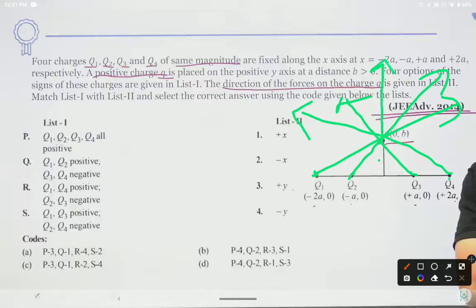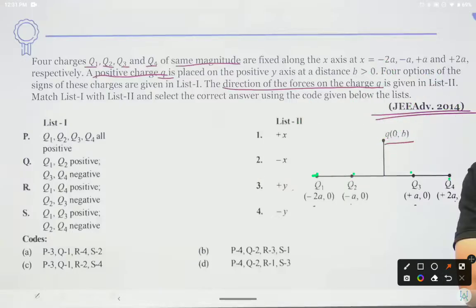How it will happen, I already uploaded about that in detail, with even an example question. Okay, the net force will be along the positive y-axis. So P goes to 3. Okay, now P goes to 3. That means two options are left for us.